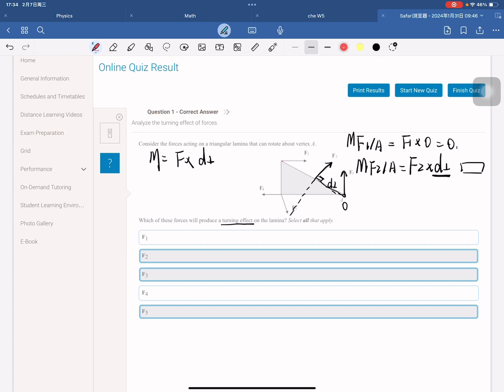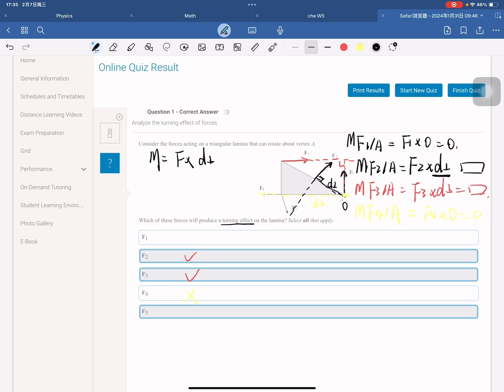F3. So we extend F3 and draw a perpendicular line to A. Also, the perpendicular distance has a value, so this will also cause a turning effect. For F4, we extend F4 and it is on the same line as A. So the perpendicular distance is equal to 0. So F4 times 0 is equal to 0, so F4 will not cause a turning effect.